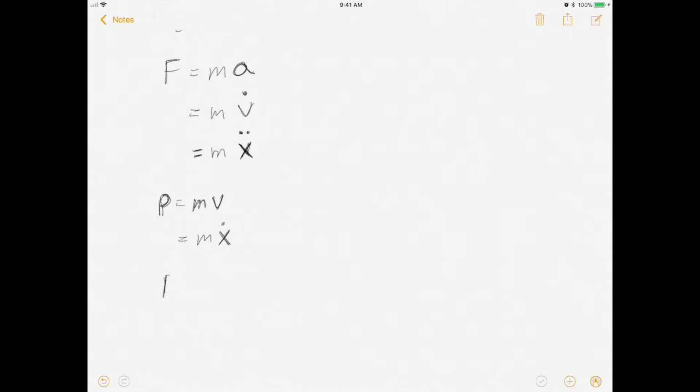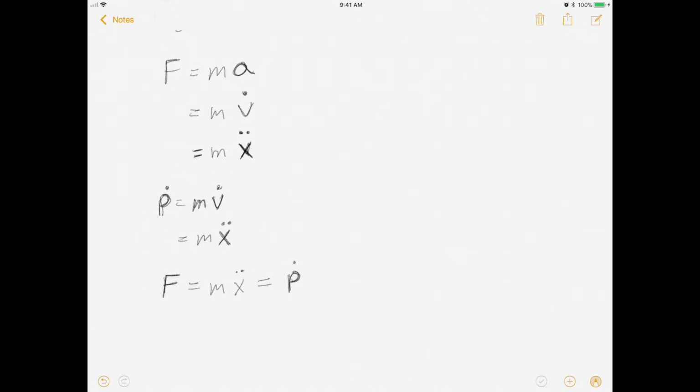Well, what is F equal to in terms of P, right? F is equal to x double dot times M, right? So that's also equal to, if I added another dot here, then I have to add another dot on the other side of the equation. So then I get P dot. I have to add a dot here too to make it true.